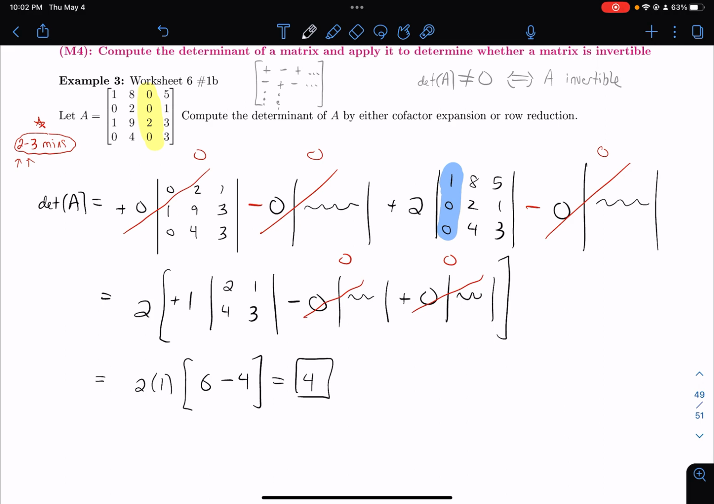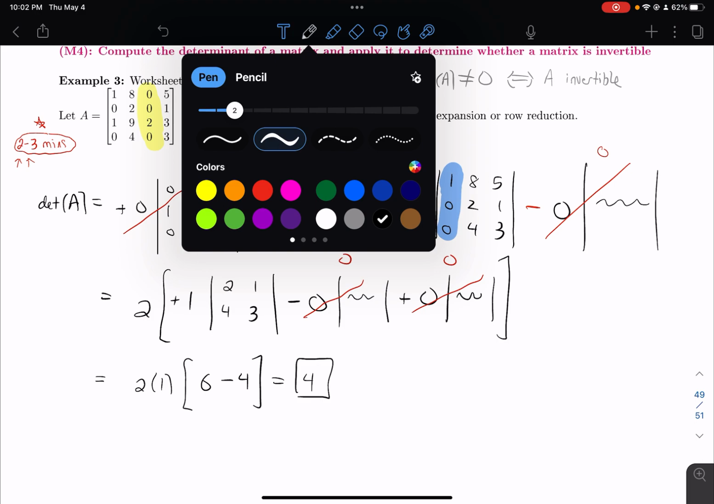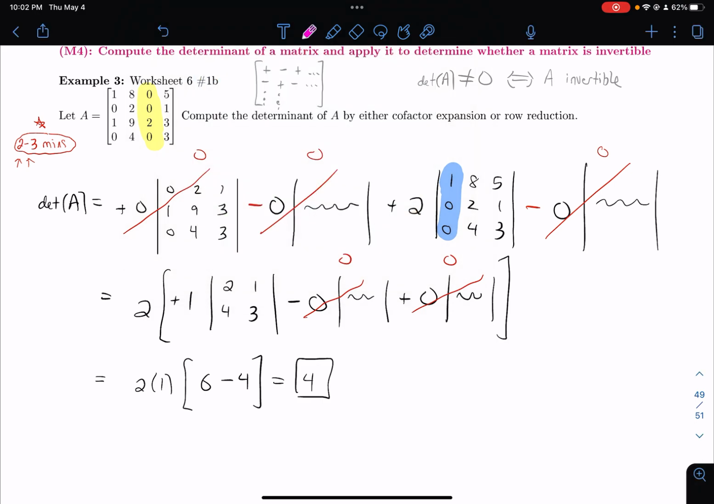And not that the question asked it, but if it asked me, is the matrix invertible or not? Well, because the determinant is not 0, that would mean it is invertible. Okay, so that is it for this video. It's also a good idea to look at other practice problems to review, well, how does the row reduction method for computing a determinant work?